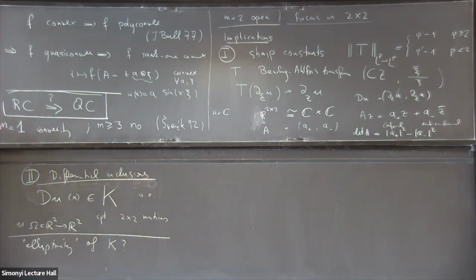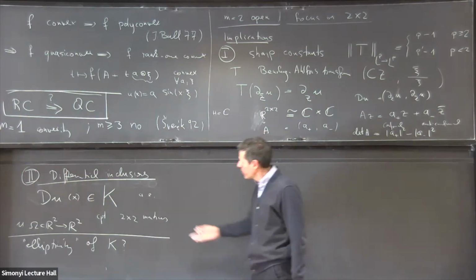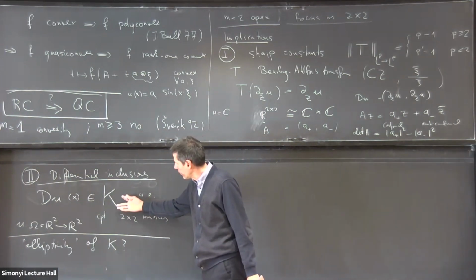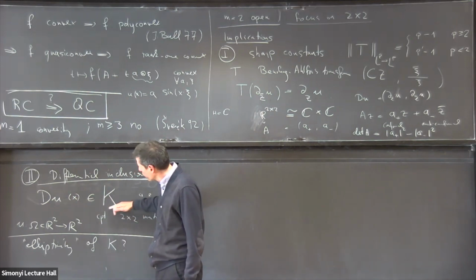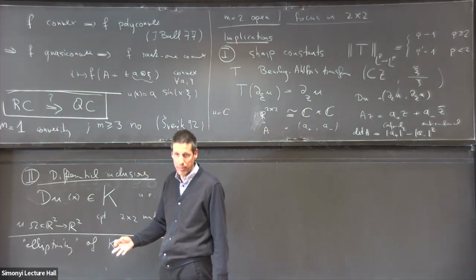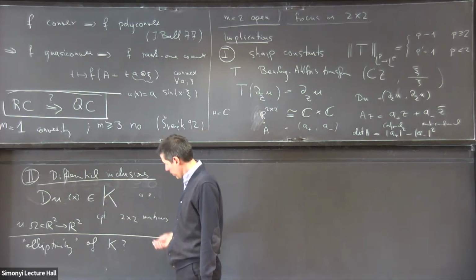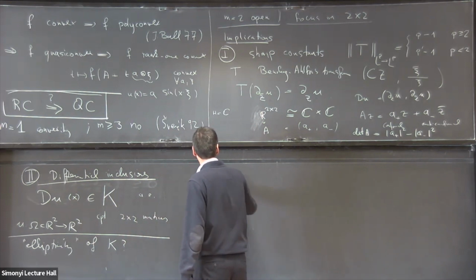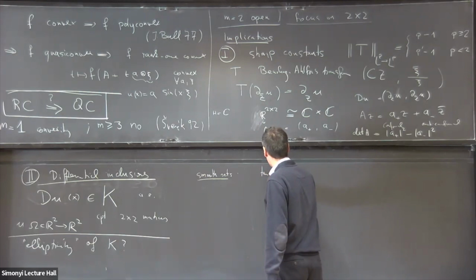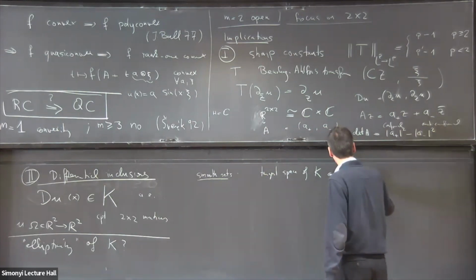Now, if you look first at smooth sets, so submanifolds of 2x2 matrices, then the natural notion is, you can write this inclusion as an equation, and the natural notion of ellipticity is that the linearization is an elliptic system, and that here corresponds to the tangent space of K containing no rank 1 lines.